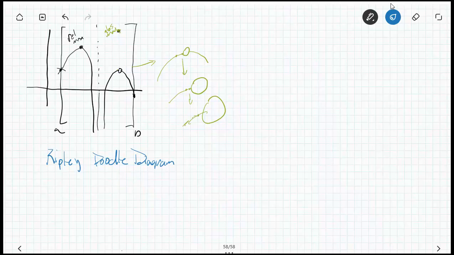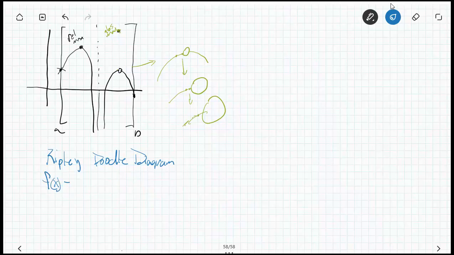All right, so I'm going to show you how to use this new tool, and then I'm going to cover one more theorem, and then we'll be done for the day. So here's what a Ripley-Doodle diagram is. It is a sign chart. That's all that it is. But we're going to use the heck out of it.